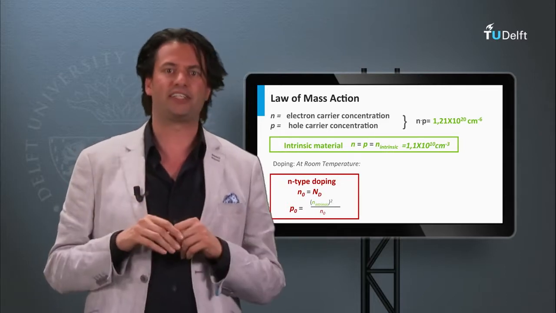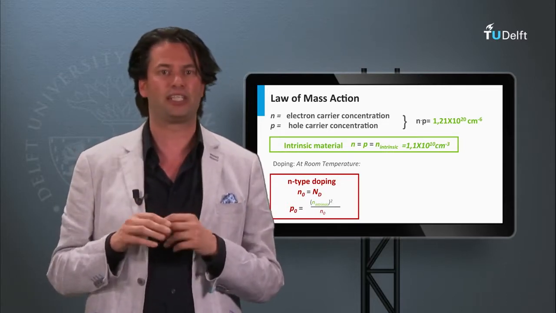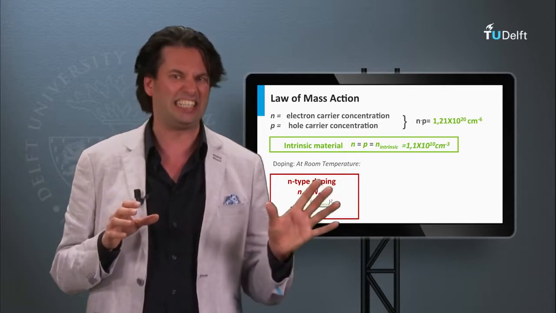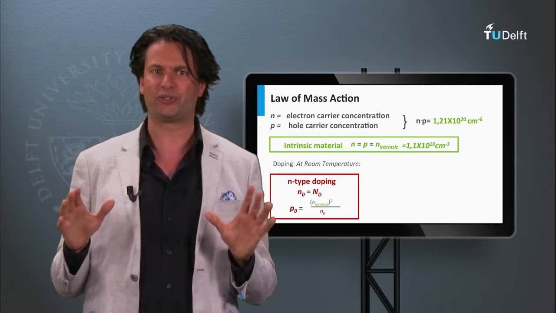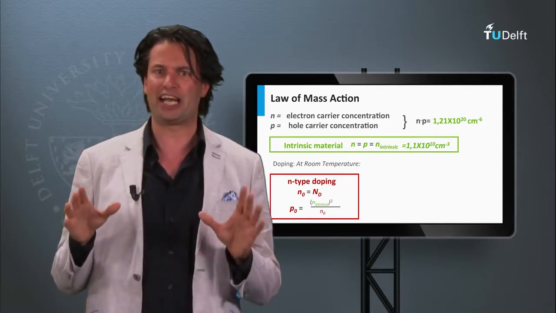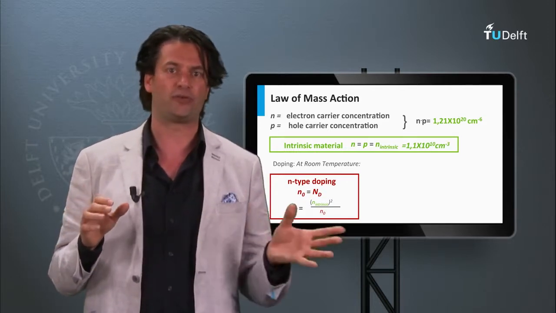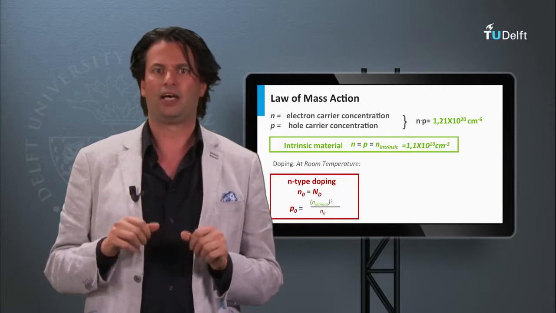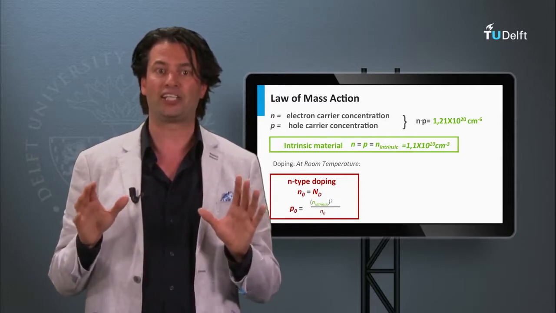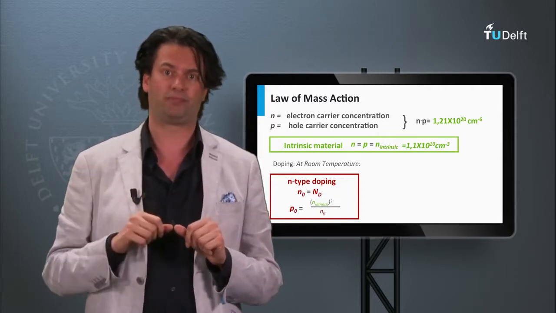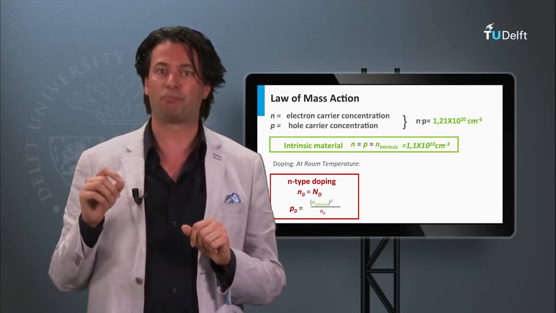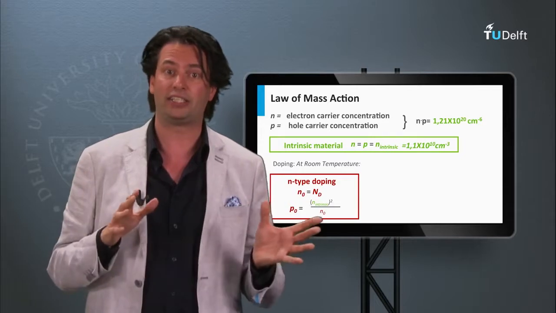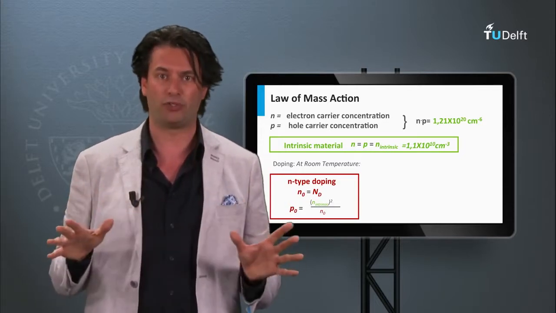We incorporate a density of phosphorus atoms in the lattice, which we call Nd. We assume that all donors give a free electron to the lattice. So it means the electron density N0 is equal to Nd. Now we can calculate the hole density P0. The law of mass action tells us at a given temperature the product of the electron density and the hole density is constant, independent of doping.